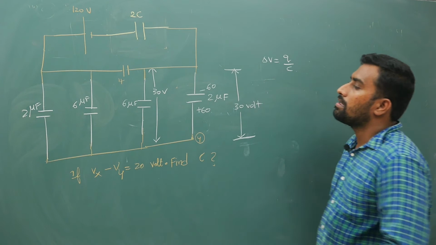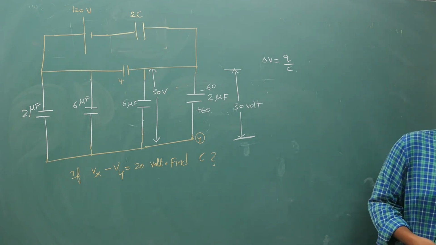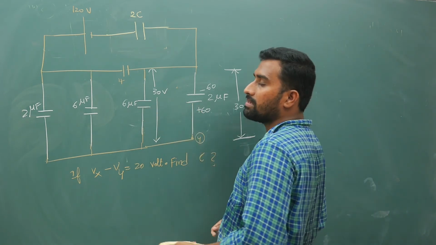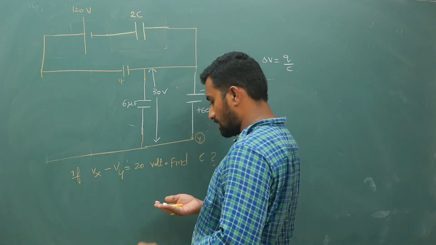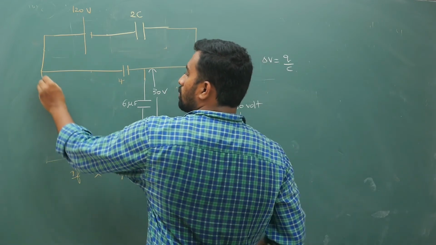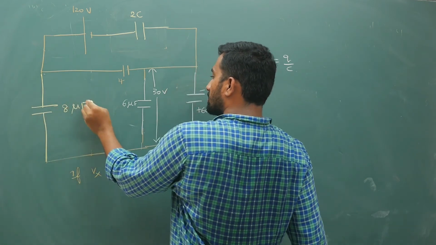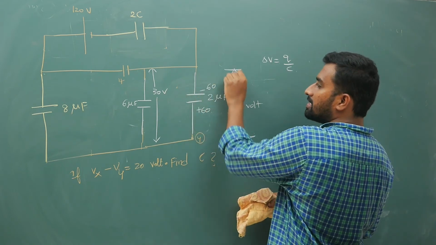Okay, next that 6 and 2 can be replaced with equivalent, so that will be 8. And this 6 and 2 also can be replaced. So here I will replace this 2 with a single capacitor whose capacitance is 8 microfarad like this, and this 6 and 2, between these 2 points it is 30 volt.